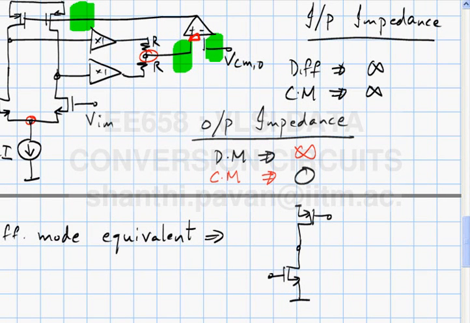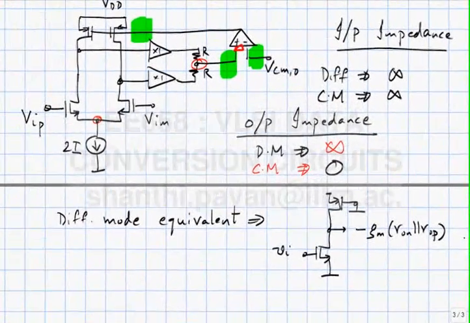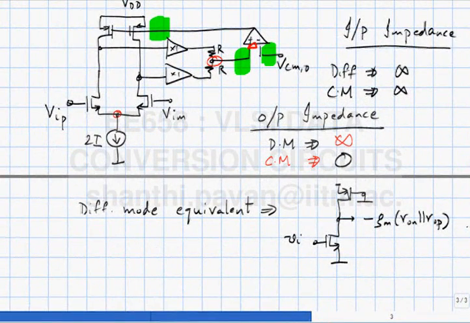Okay, this is the small signal equivalent half circuit. The gate of the PMOS transistor is grounded, because for differential signals this common node doesn't move. This is the positive half of the input voltage, and as you can see, the incremental gain will be minus gm times ron parallel rop. One thing I wish to point out is that the output voltage gain can be very large, but the output impedance, for differential mode signals, is basically behaving like a voltage controlled current source.